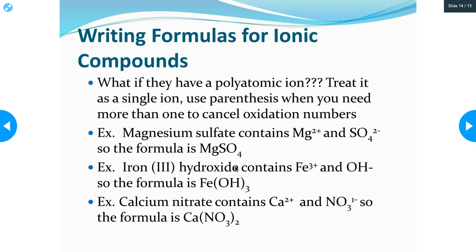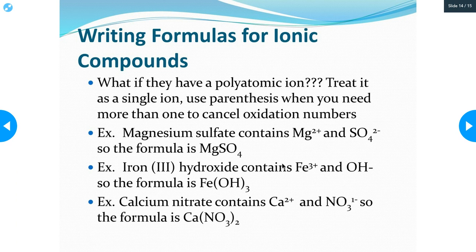It is one of the very few that actually end in IDE, but we know there's no such thing as hydroxygen. So hydroxide is a polyatomic ion. You look on the back of your periodic table and you see that it's an OH minus. It's a 1 minus, so it will only take 1 electron. Well, iron's got to give away 3, and hydroxide's only going to take 1. So in order to make this work, we need 3 hydroxides to cancel those out.